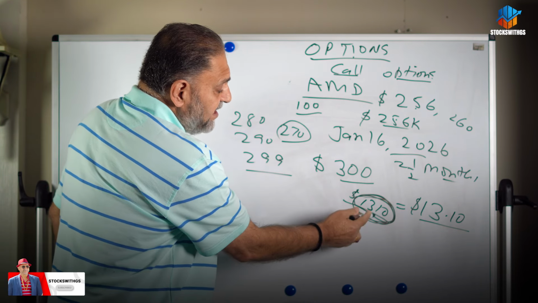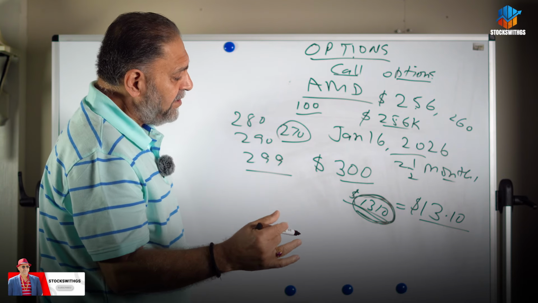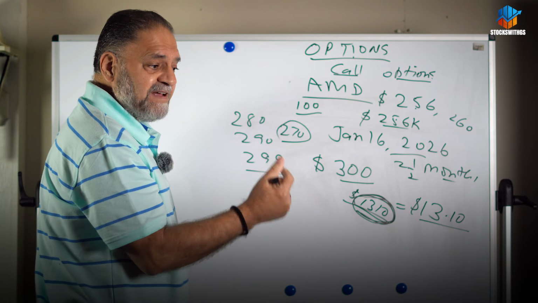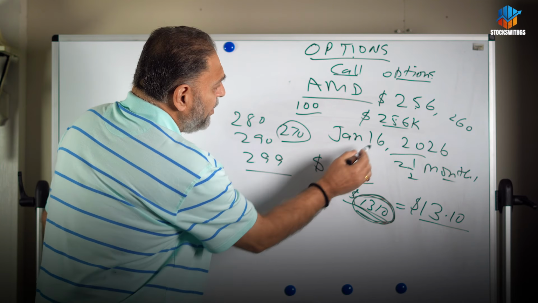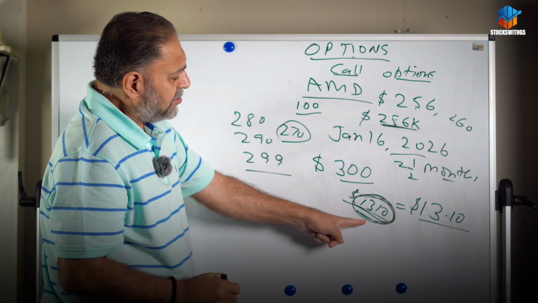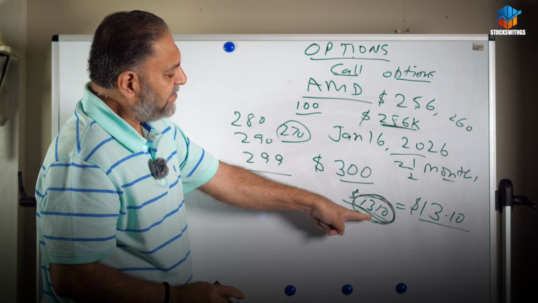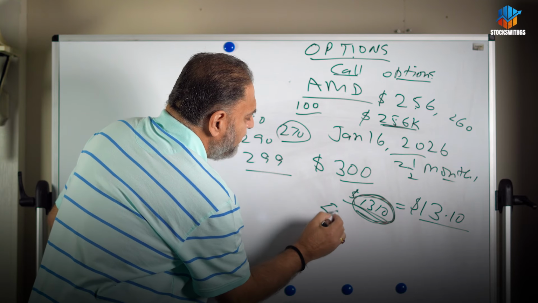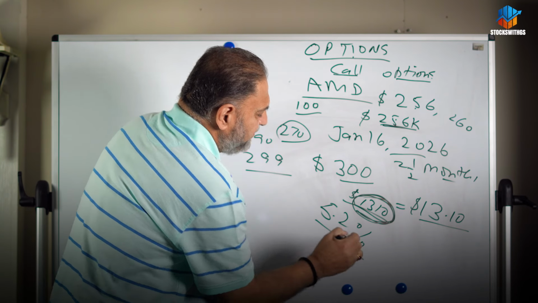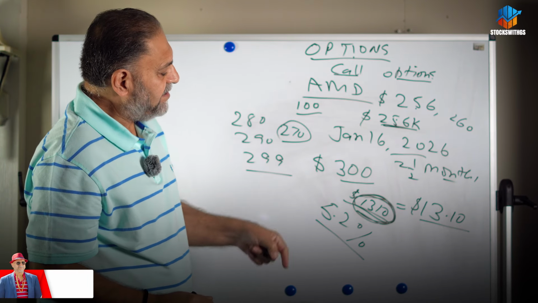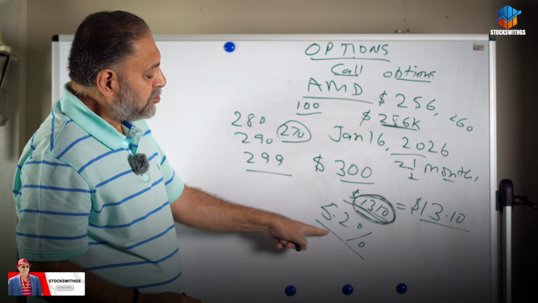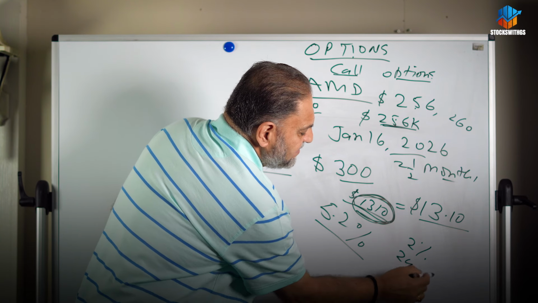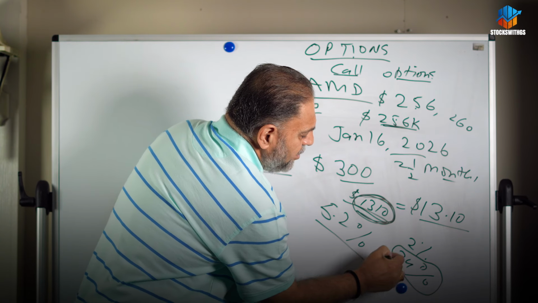extra. So this $1,300, let me calculate for you how much $1,300 is as a return on your investment. So your original investment is $25,600. So $1,310 you make in 2.5 months. So that is about 5.2% return on your investment. That is for 2.5 months. So that is about 2% per month, 24% per annum.